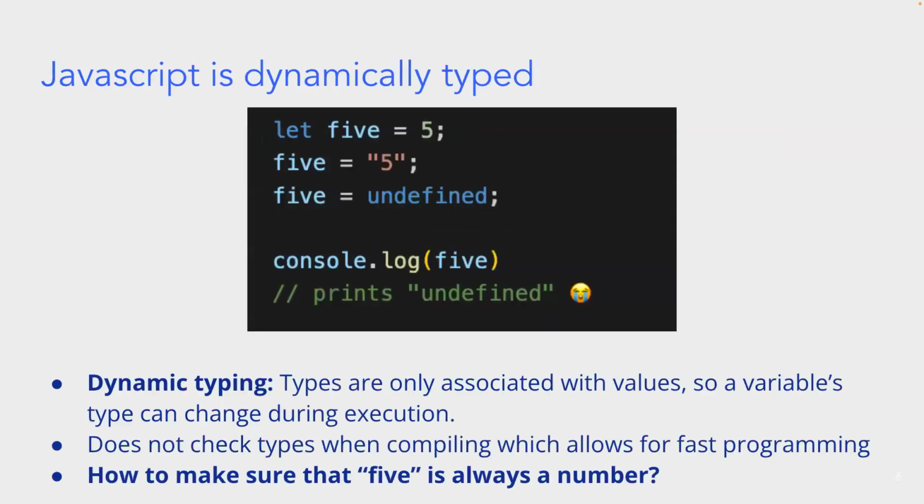You may have noticed that when we've been working in JavaScript so far, we don't specify types. Why? Well, this is because JavaScript is dynamically typed. You may be wondering, what does this mean? This means that types are only associated with values, so a variable's type can change during execution. And because it changes, we don't bother to check types when compiling, and instead we only check at runtime. And this allows us to program a lot faster. As you can see in the example above, 5 is at first a number, then it becomes a string, then it becomes undefined. But how do we make sure that 5 always remains a number? Well, sadly, JavaScript cannot do this.